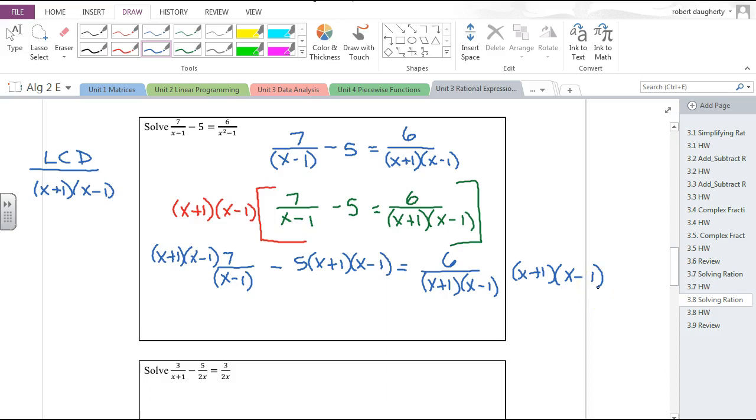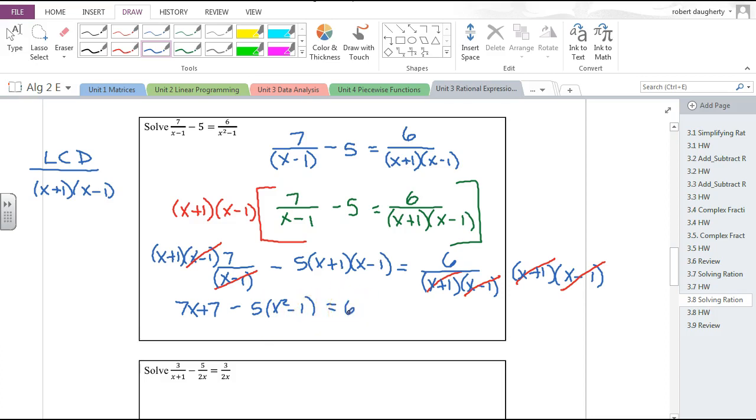Okay, there's nothing wrong with that. All I did is I multiplied every term by (x plus 1)(x minus 1). Then sometimes it's easier to see how this simplifies. And then here, both of these cancel out. So what am I left with? Yeah, 7x plus 7. Okay, I was distributing. So 7x plus 7, and this is minus 5. I'm going to have to multiply this back together. So this is x squared minus 1 equals 6.